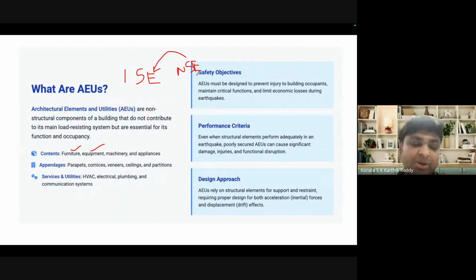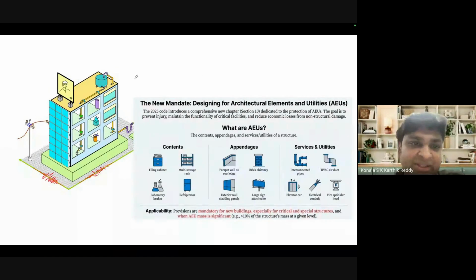The same thing is going to happen even for your non-structural element when they are not integrated with your structural element. And how do you integrate them? You need to anchor this non-structural element to your structural elements. So I'll explain. So what are these non-structural elements?